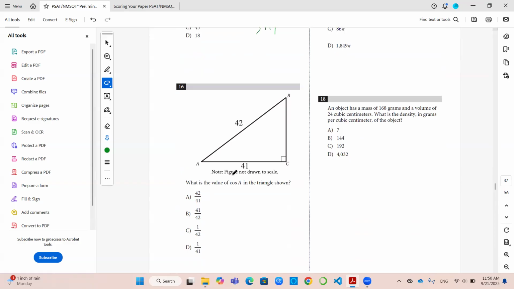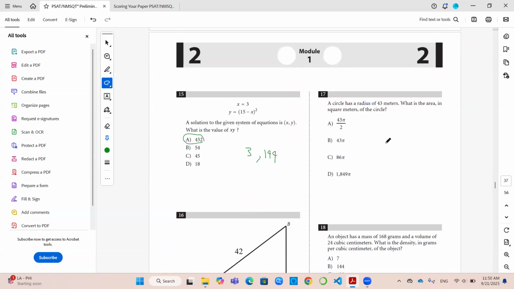What is the value of cosine A in the triangle shown? So cosine is adjacent over the hypotenuse. So 41 over 42. So B is the correct answer. Cosine is adjacent over the hypotenuse.